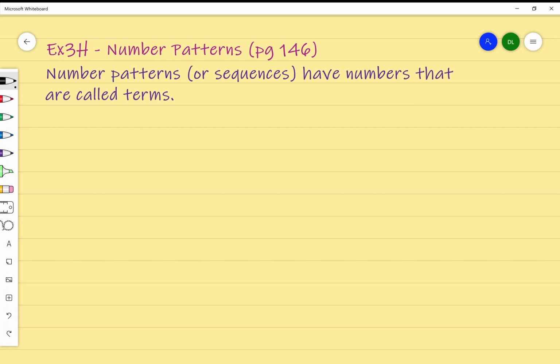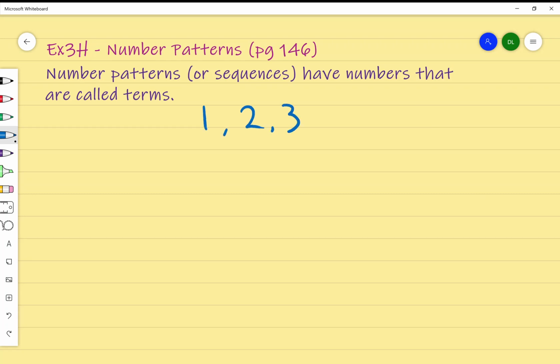So number patterns, or another word that we use is sequence, and they have what we call terms. Now you guys know if I say a school term, how many school terms are there in a year? 4. So terms just means how many or what position it's in. So let's start with a very, very basic pattern. This one might be really tricky for you guys.